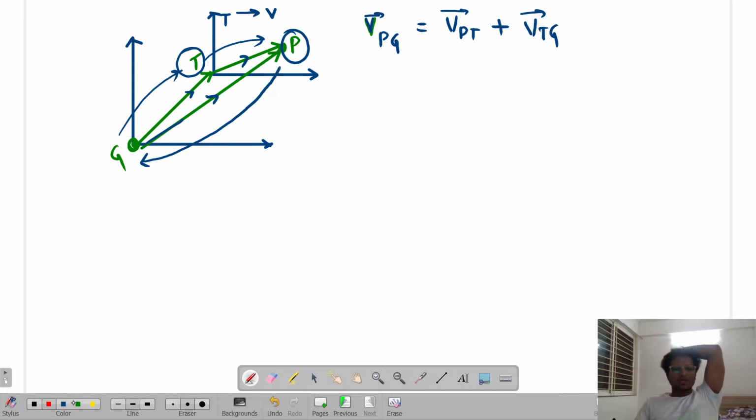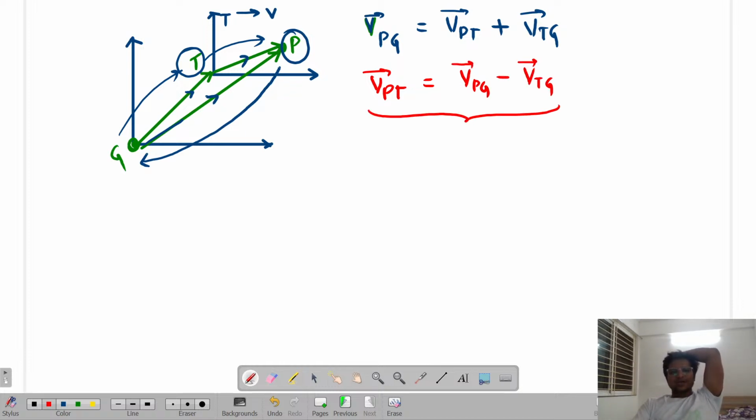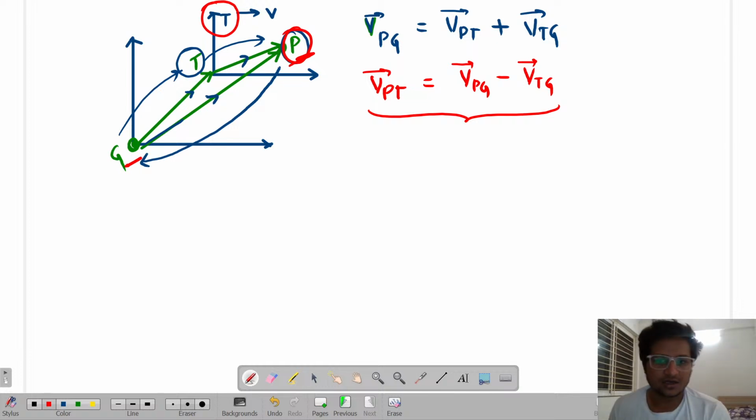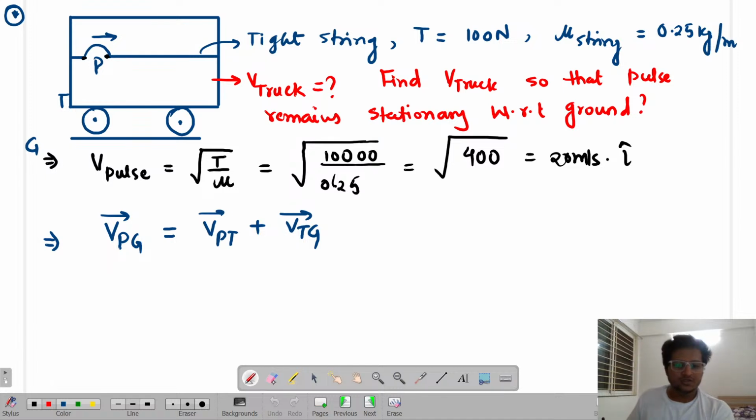Are you able to get me? So what we basically write as negative is this: velocity of particle with respect to truck, we write it as negative. Velocity of particle with respect to ground minus velocity of truck with respect to ground. Now you got the idea. You write their relative velocity, this and this. You do not write this and this relative velocity. Did you get the idea or not? So you always follow this rule.